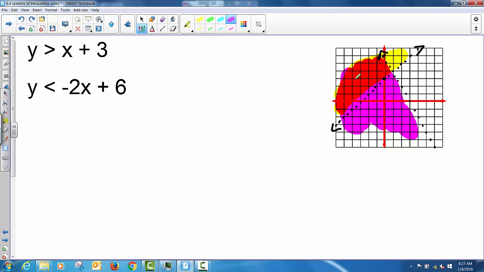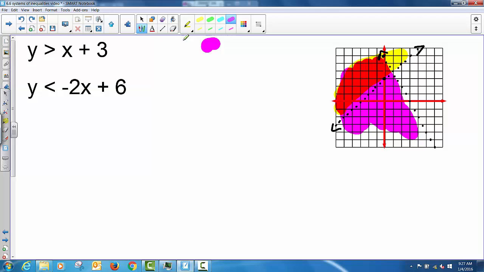Okay, that means that if you choose any point in that section, you will come up with a true statement if you plug it into these two inequalities. So let's try that just to show that it works. So let's try negative 1, 1, 2, 3. Negative 1, positive 3 is right here in the red, so we should get a true statement.